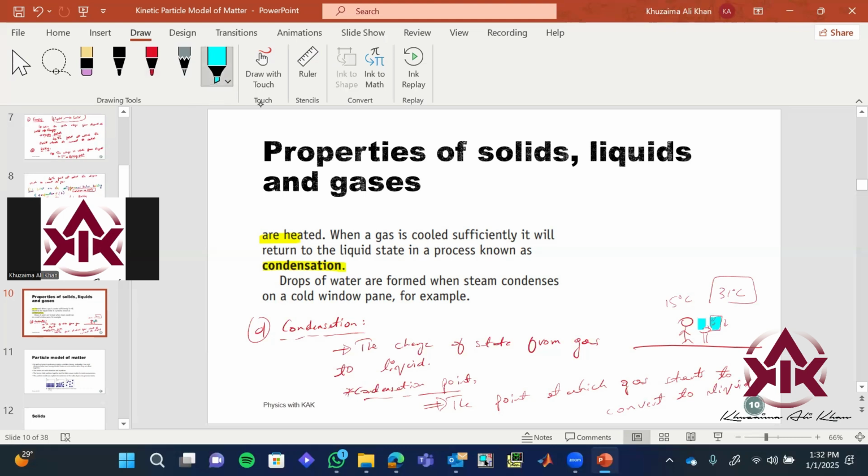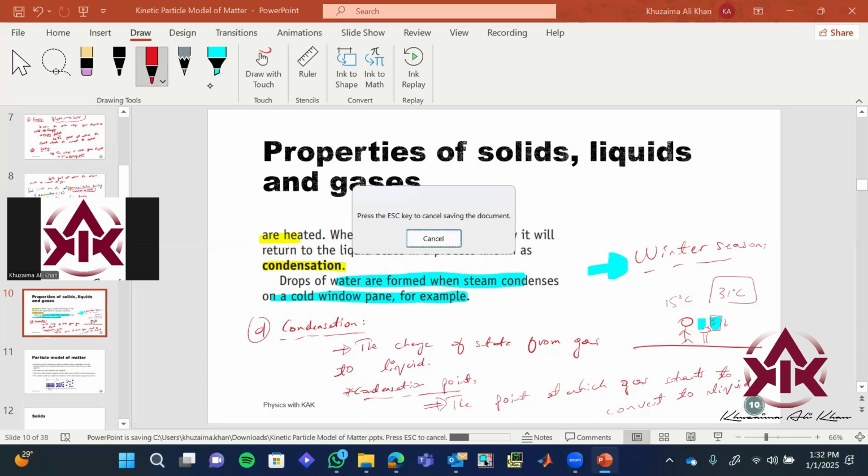So drops of water are formed when steam condenses on a cold window pane, for example, right? Again, we have seen this example. You might have been observing these right now because it is the winter season, right? It's pretty simple. This is all which you observe. Again, physics is the study of the physical world, which you can see, which you can understand, right?